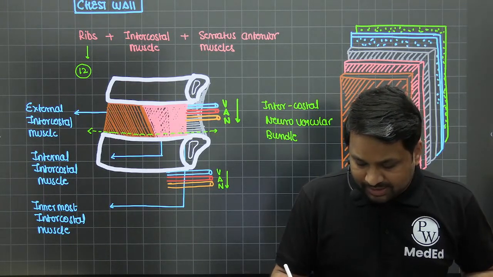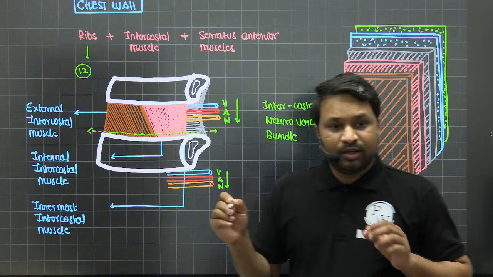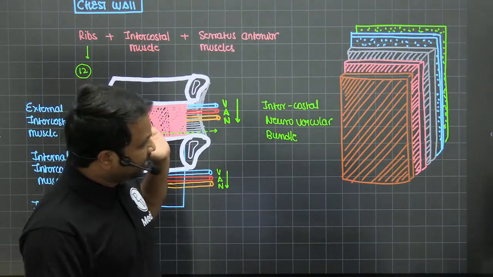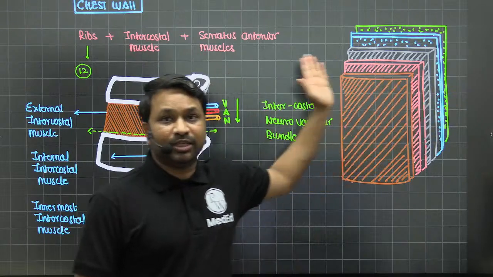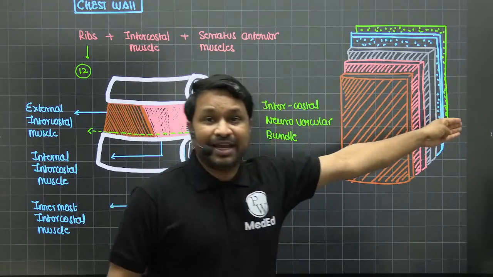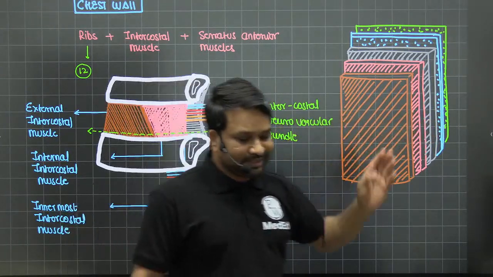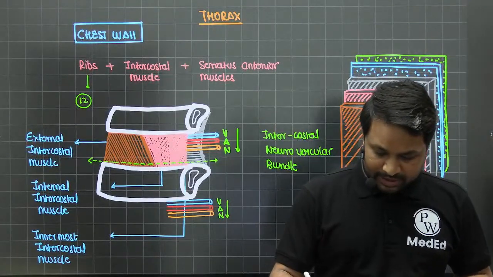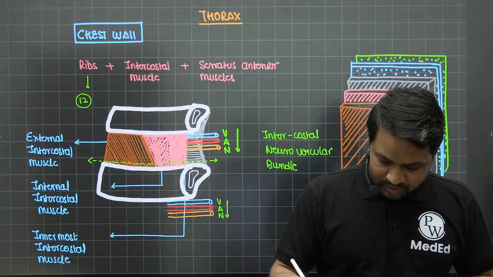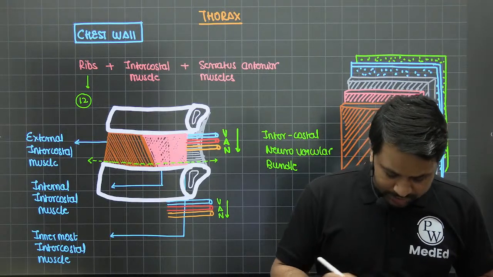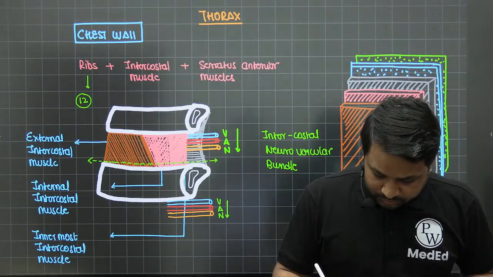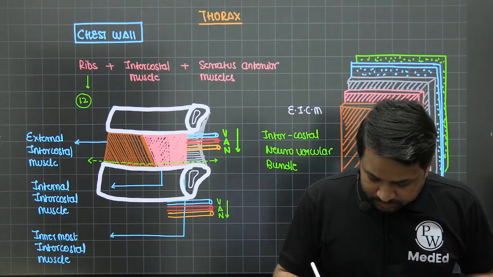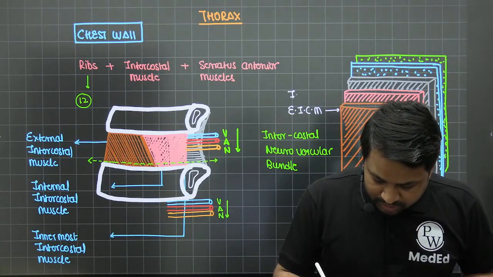So why this is important is, whenever I ask you, when you are going to put an ICD, that is intercostal drain, what are the muscles or the layers you are going to pierce while entering into the thoracic cavity? These are the muscles which are going to be pierced. So if I quickly label them, this is the external intercostal muscle. We call it the external intercostal muscle. Then you have the internal intercostal.